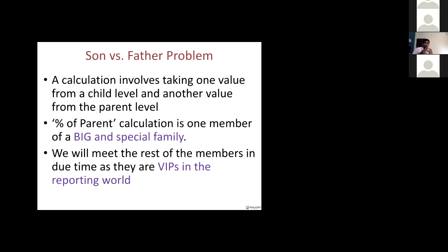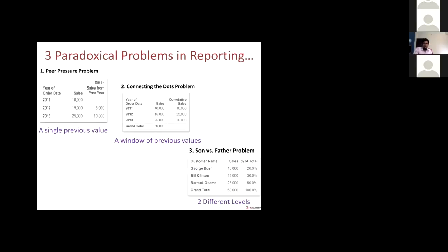When you do it through table calculation, you can do it using your mouse, right click, choose some options, as long as you understand what addressing and partitioning mean. And when you go to LOD, you have to write the equation, but it's much more intuitive. So let's summarize the third problem also. The third problem is about two different levels, the son versus father problem. So two problems deal with accessing previous records, and one problem deals with two different levels of detail. Really, three different problems.